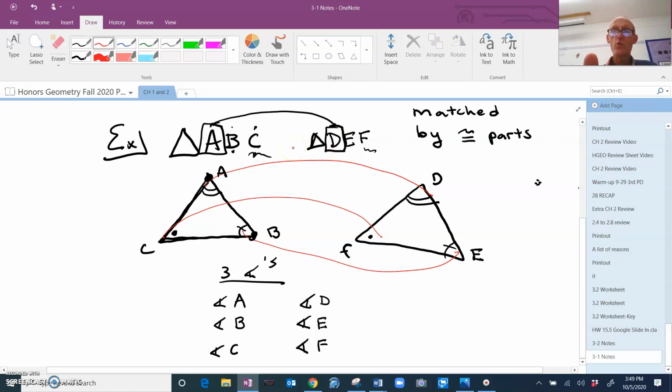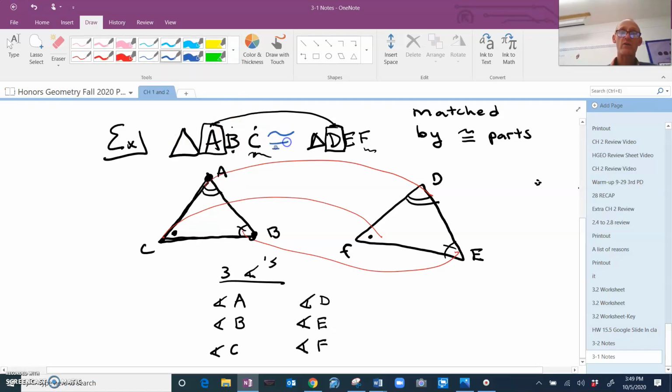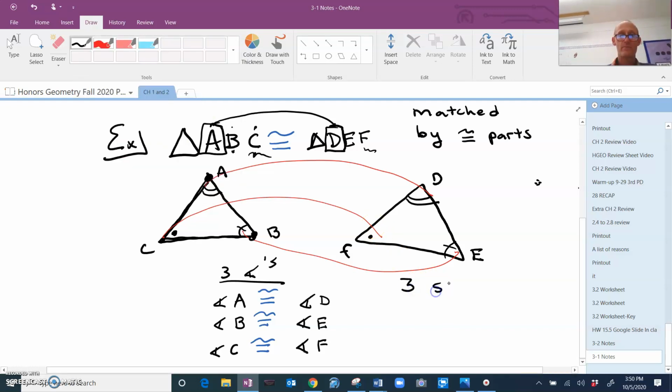Now, congruent triangles would mean that these two angles are congruent, these two angles are congruent, and these two angles are congruent. So the parts of the triangles match up. Now, there's also three sides that match up. Okay? So there are three sides that match up, and those three sides are the three pairs, okay?